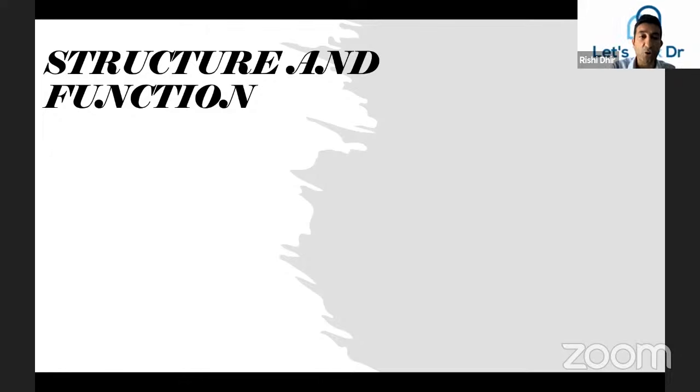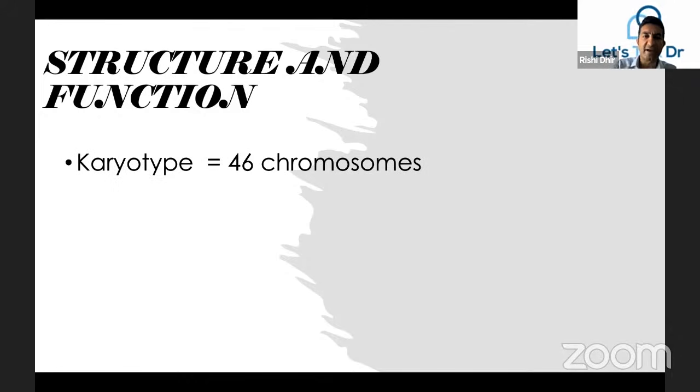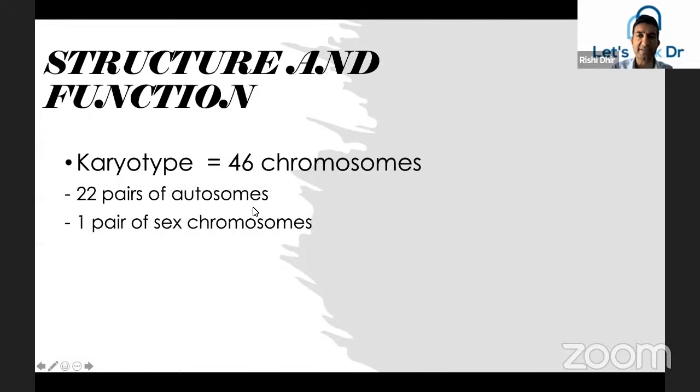histone, and non-histone proteins. Now, the karyotype, which is the makeup of a cell, has 46 chromosomes in a normal somatic or body cell. And that's made of 22 pairs of autosomes, which are your body chromosomes, and one pair of sex chromosomes, which can be double X in females, XY in males.